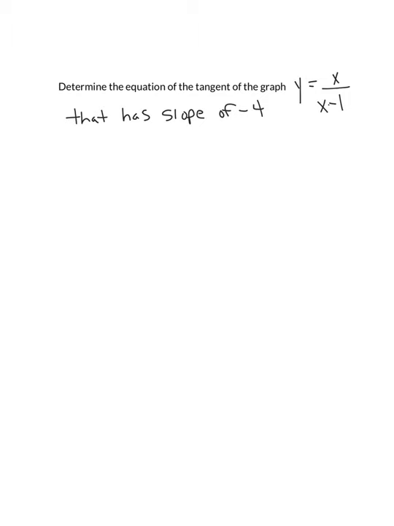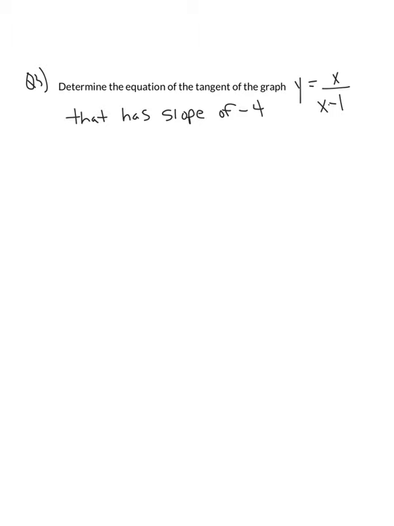So this is just a quick video to go through the full solution for question 3 on the Unit 4 handwritten practice test above. So question 3 says determine the equation of the tangent of the graph y equals x over x minus 1 that has a slope of -4.